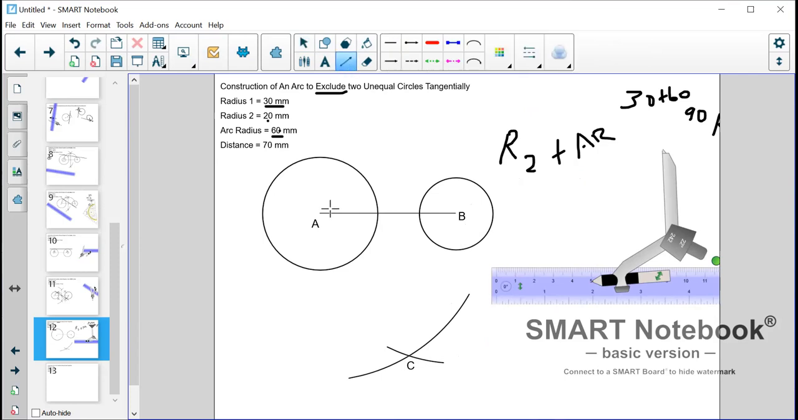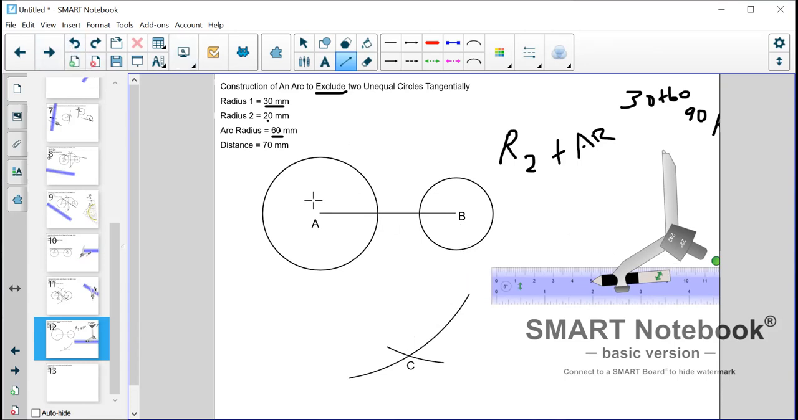Now let me remind you again, the distance from A to this point is 90, and the distance from B to this point is 80. Remember that. Good.